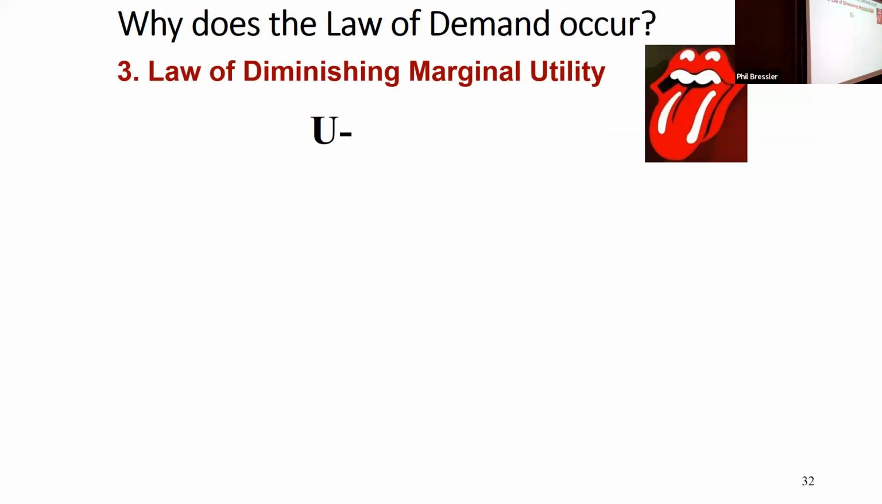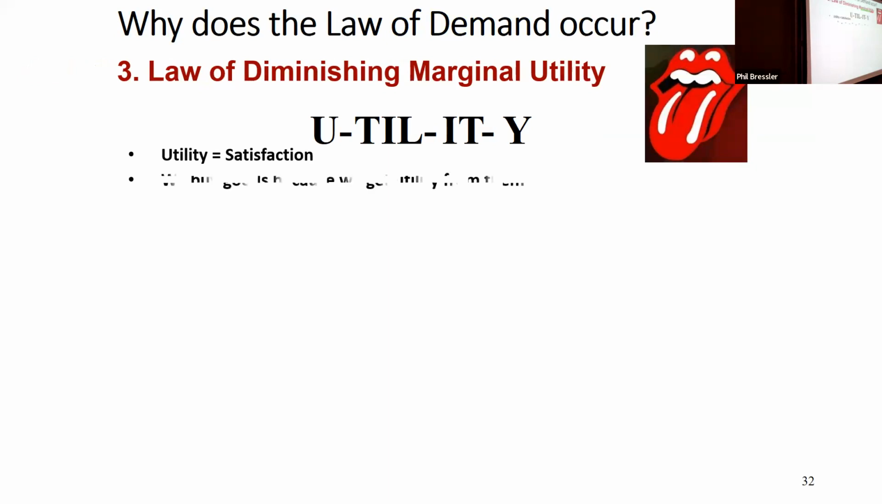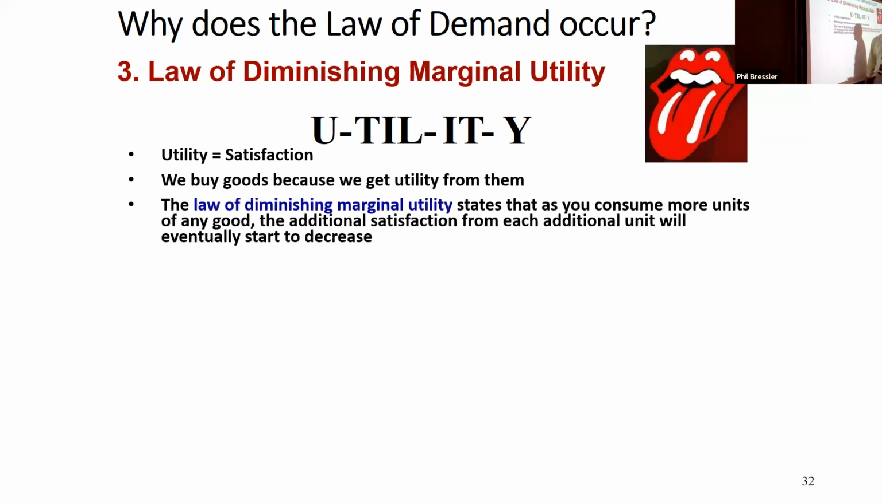All right, the law of diminishing marginal utility. Remember, utility is satisfaction. Utility and benefit are the same. And all this is saying is, the more you buy a product, eventually your satisfaction is going to go down.